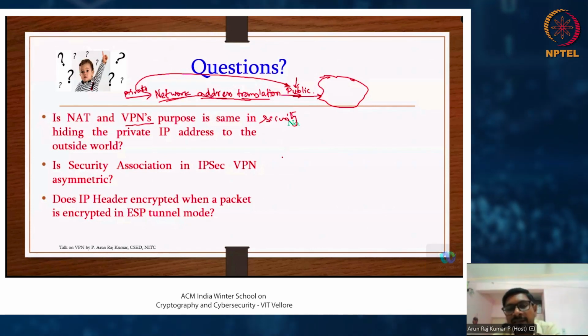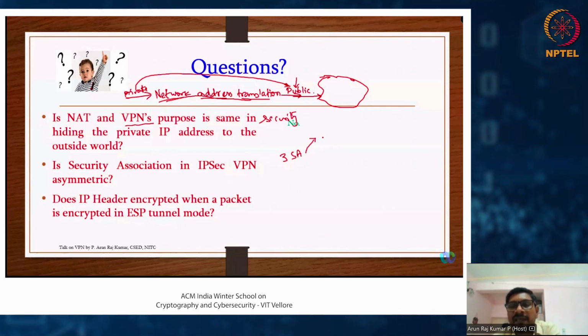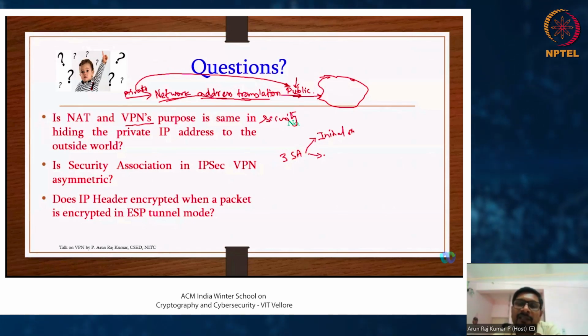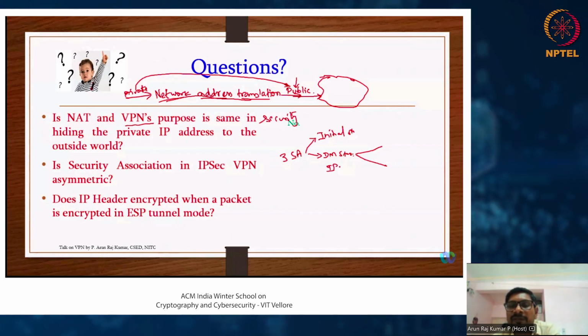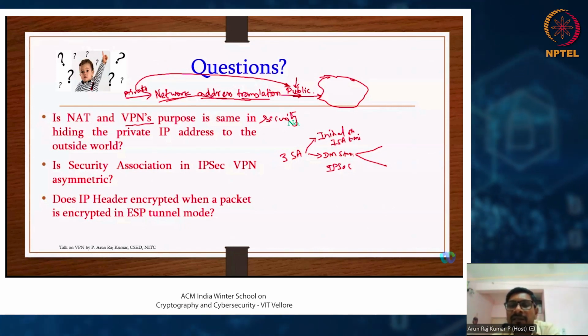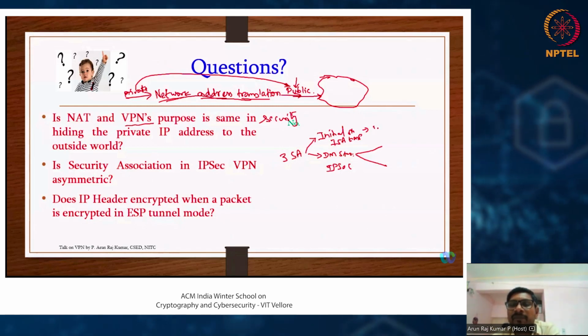Actually, I said there are 3 security associations created in IPsec. So in the initial stage and in the data management stage. In the data management stage, you could see it is asymmetric. This is where the IPsec protocol comes into the picture, and this is ISAKMP. In the initial stage, it is symmetric.